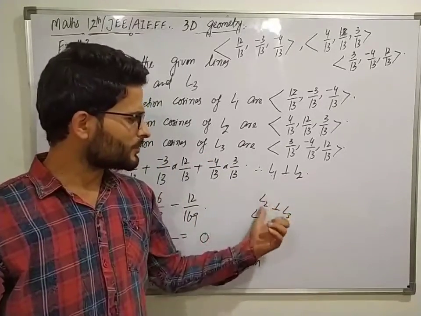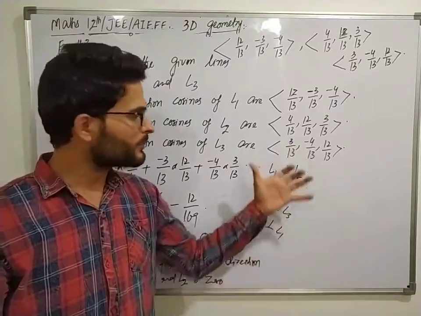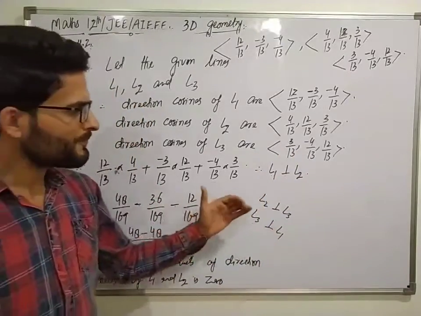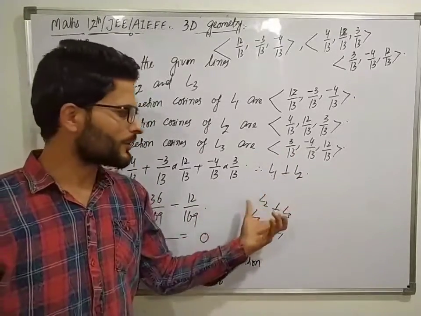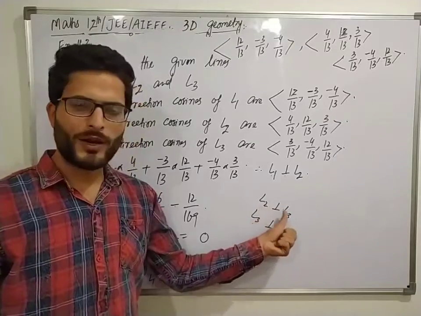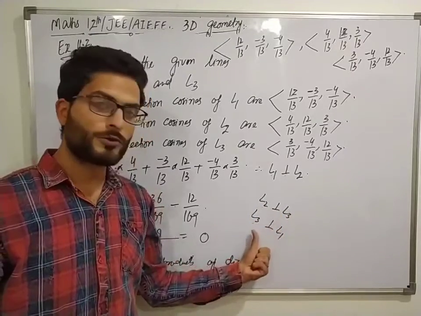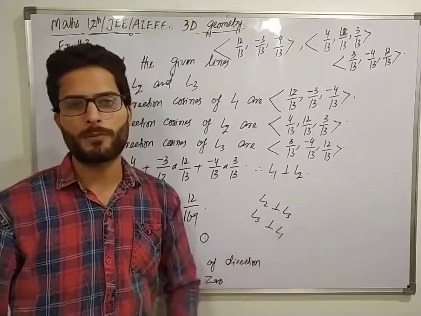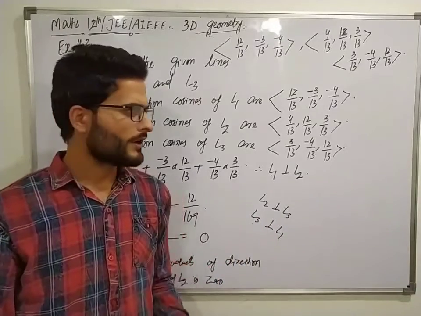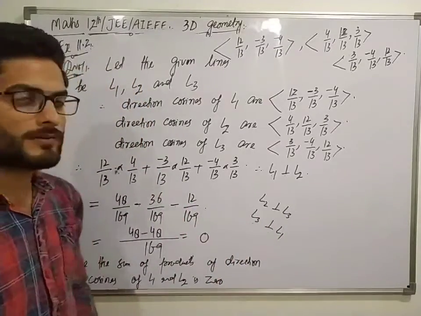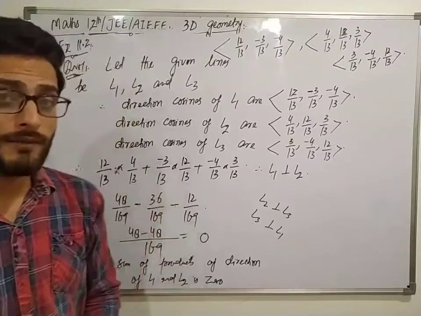In this way you can go through this result. You can easily do this. So do it yourself, in order to prove that L2 and L3 are perpendicular, and in order to prove that L3 and L1 are perpendicular. So you can go through it. So that's all about question number first of exercise 11.2.